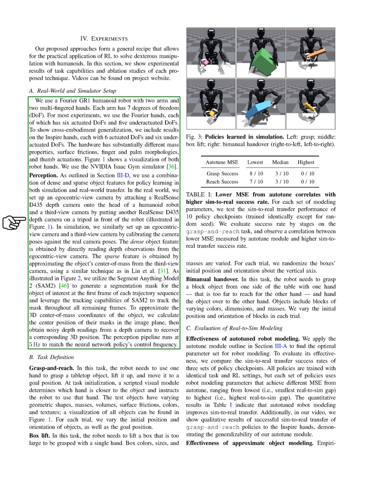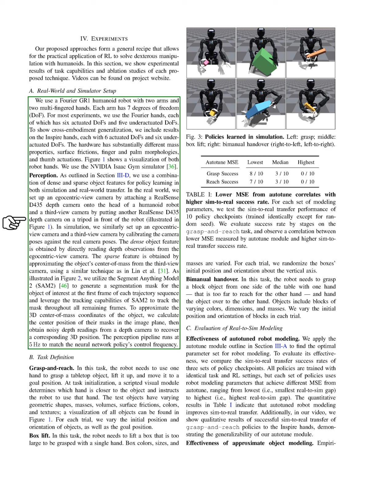For our experiments, we utilize a Fourier GR1 humanoid robot equipped with 2 arms and multi-fingered hands, each arm having 7 degrees of freedom. We primarily use the Fourier hands, which have 6 actuated and 5 under-actuated degrees of freedom. To demonstrate cross-embodiment generalization, we also include results from the Inspire hands, which have 6 actuated and 6 under-actuated degrees of freedom. The hardware varies significantly in mass, surface friction, and morphology.